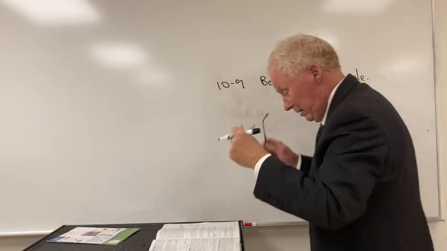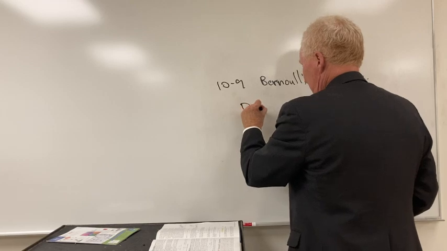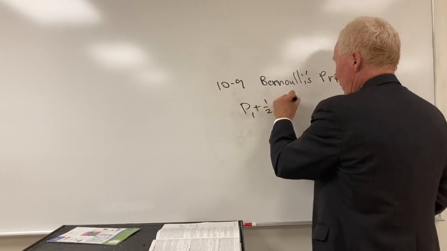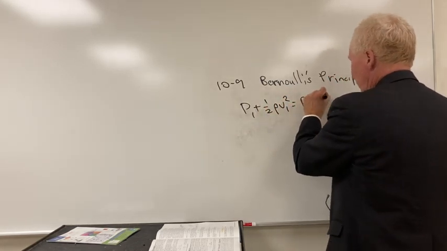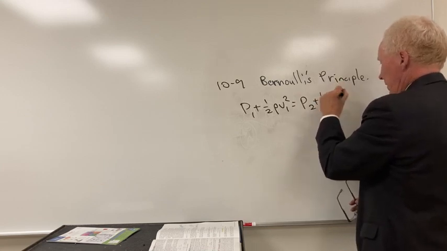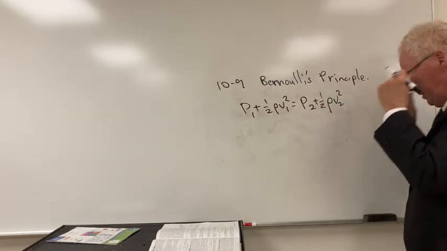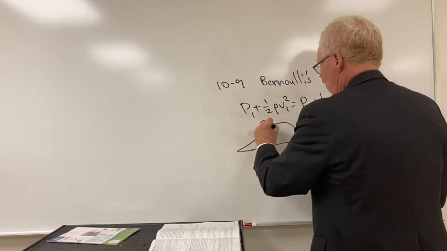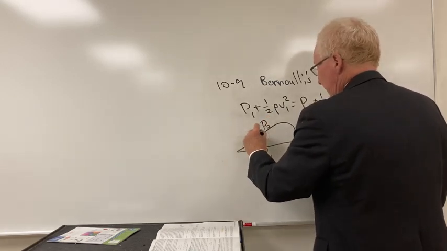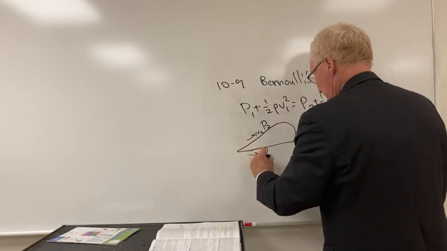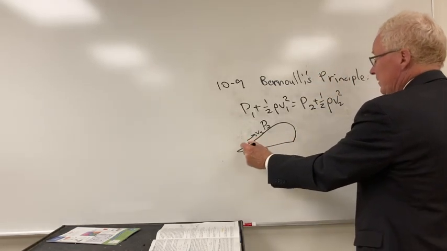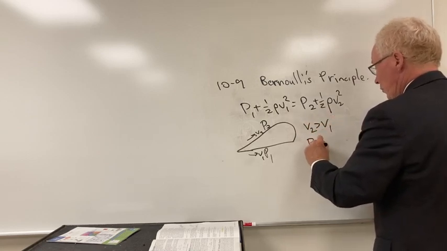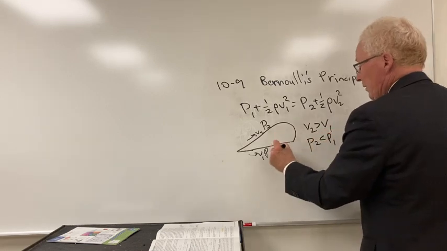And this is where P1 plus, simplified to this, 1/2 rho V1 squared equals P2 plus 1/2 rho V2 squared. That's the equation, and basically what this is related to is the plane wing. So if this is P2 and this is P1 and a V2 and V1, since it's going farther, V2 is faster than V1, then P2 will be less than P1, and that's what lifts it up.